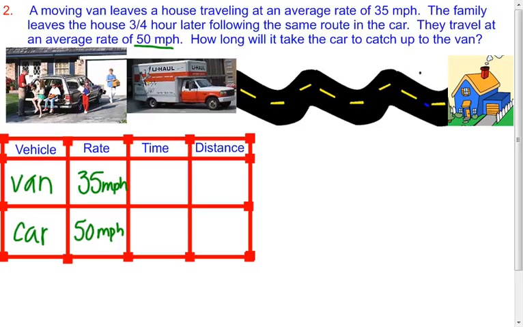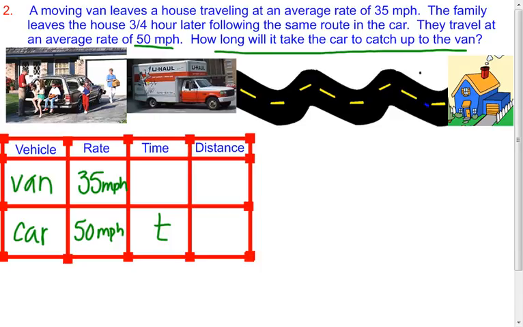Now I want to figure out time here. I don't know how long the moving van has to be on the road, but the question is, how long will it take the car to catch up to the van? So very similar to the last one. This time I'm going to do this a little differently. How long will this take right here?